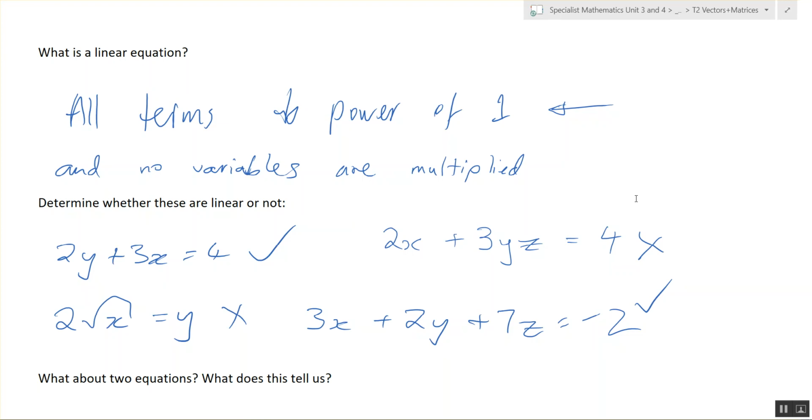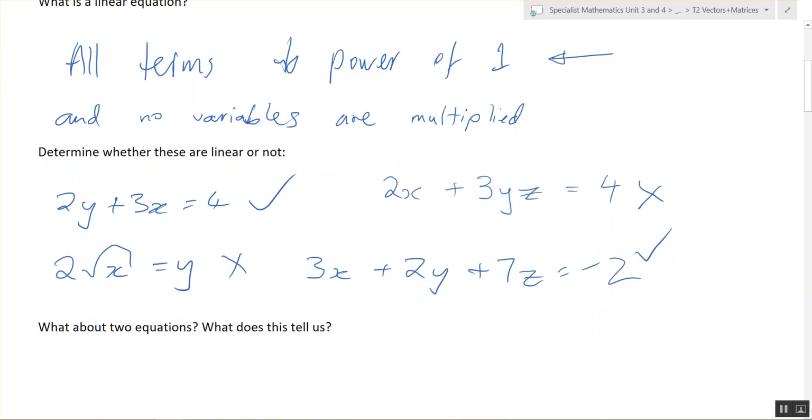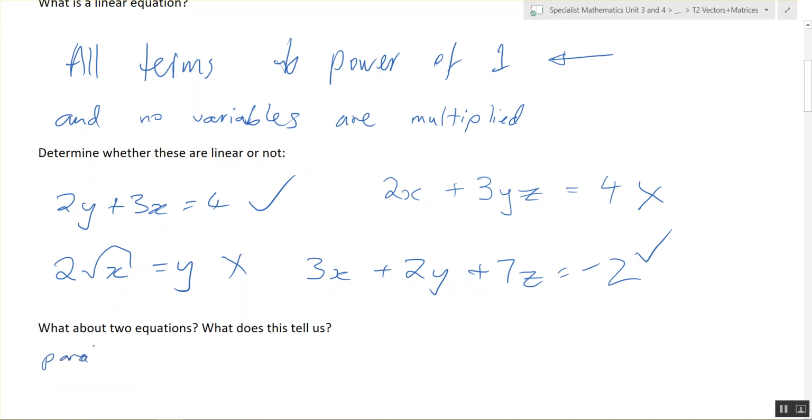Could find if they're parallel, because then they won't have a... Yep, so if we have two equations that are linear, like you said, we could find if they're parallel. Is there a check for perpendicular as well? Yep, perpendicular.